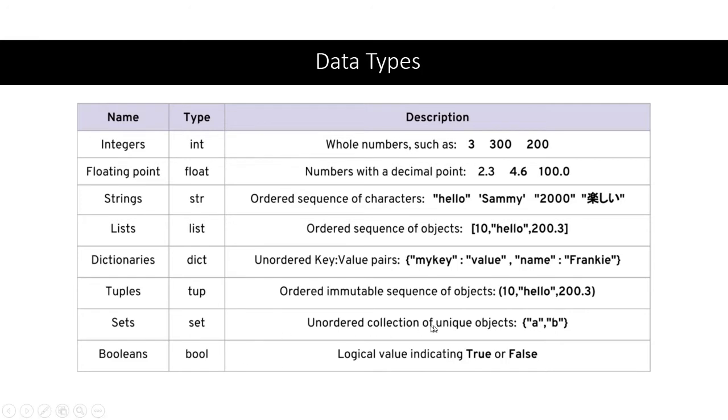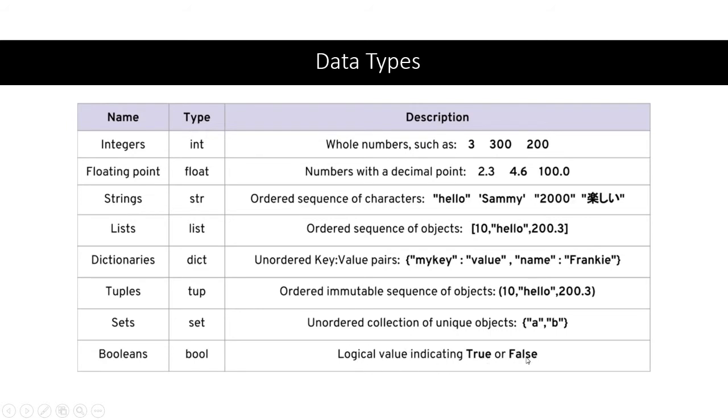Sets are like lists also, but there are only unique objects. So if you have two of the same objects in a list, it'll compound it down to just the unique objects in the list.